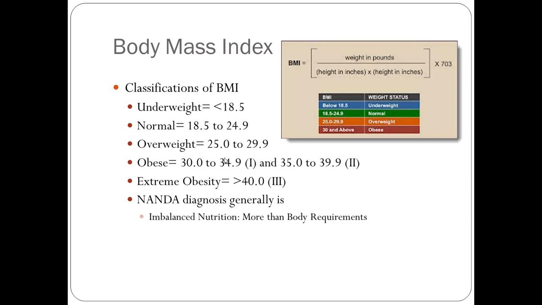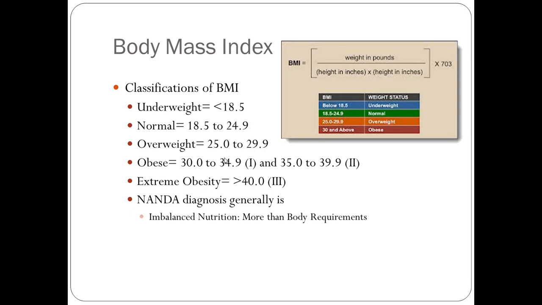BMIs are classified in five levels. So underweight is anything under 18.5. Normal weight is 18.5 to 24.9. Overweight is 25 to 29.9. Obese is anywhere from 30 to 39.9. And extreme obesity or morbid obesity is anything over 40.